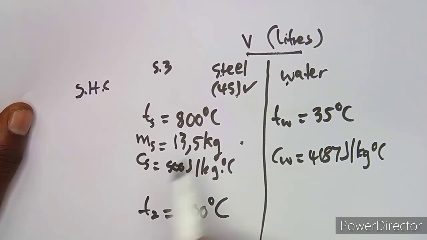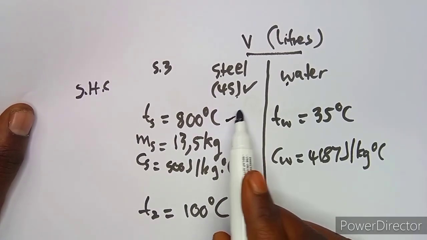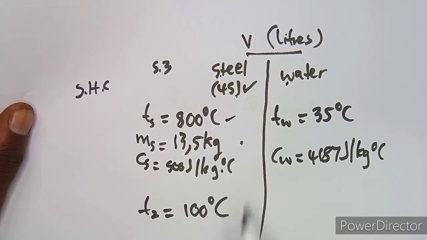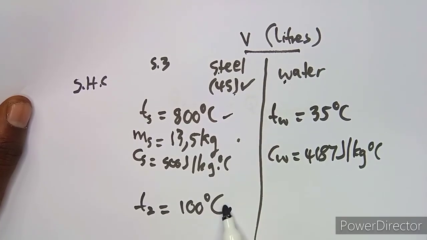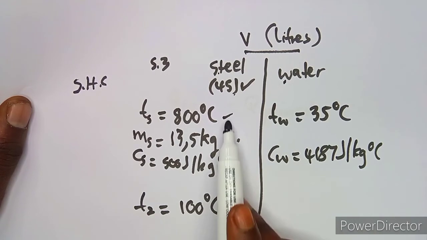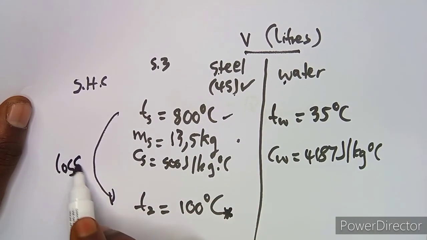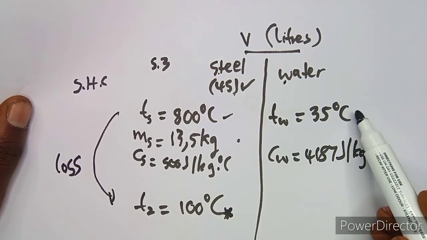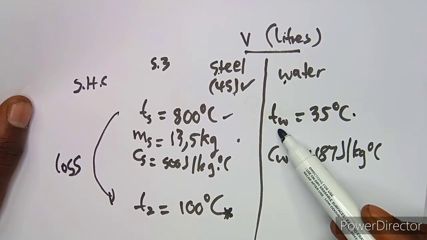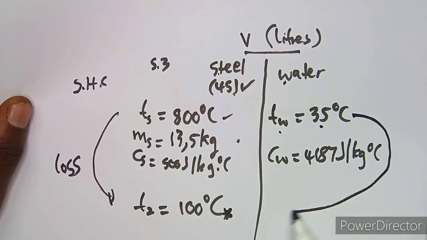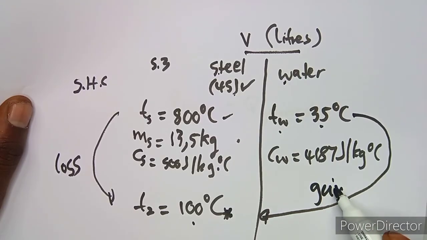The steel started with 800 degrees Celsius, and now it's at 100, because this is the final temperature of the system. So as you can see, it has decreased. So there is a loss here. Okay, and the temperature of water started at 35, and at the end it's now at 100. So as you can see, there is an increase, which means there is a gain.